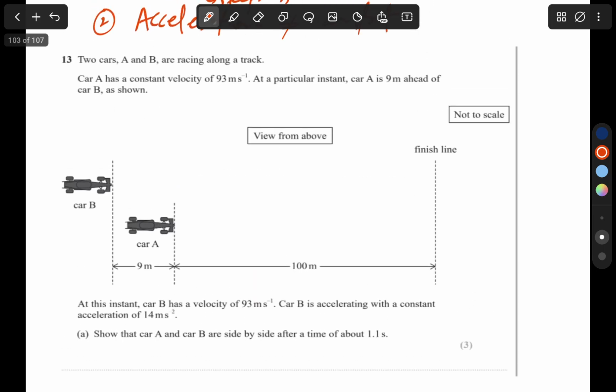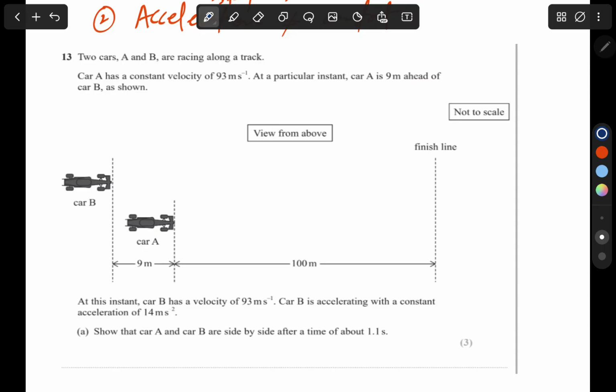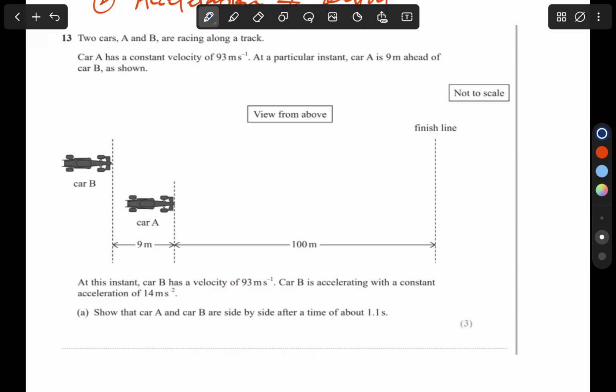Let's do the question. We can see that car A is 9 meters ahead of car B, and car A is traveling at a constant velocity. Remember, when the velocity is constant, that means velocity is not changing, so acceleration is 0, right? So when acceleration becomes 0, there's only one equation you can use, s equals ut. So this has a constant velocity of 93 meters per second.